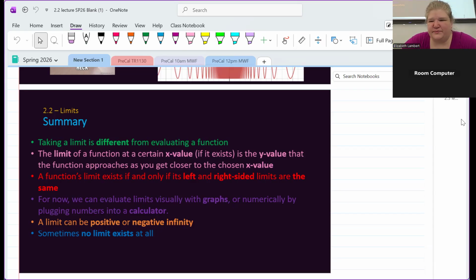But this entire definition doesn't require there to be a value at the point. The whole point of this definition is as we get really close to that value, whether we can attain that particular value or not, as long as the two sides are coming in and getting closer and closer to the same value, we say the limit exists.